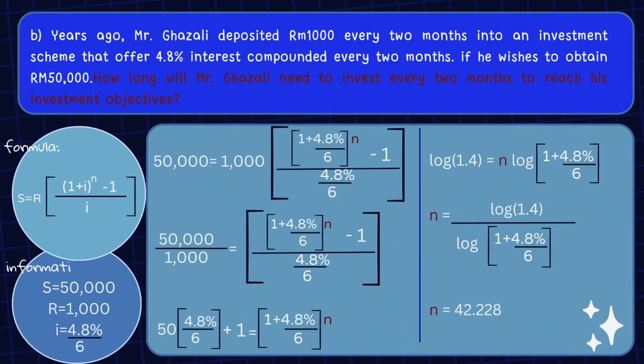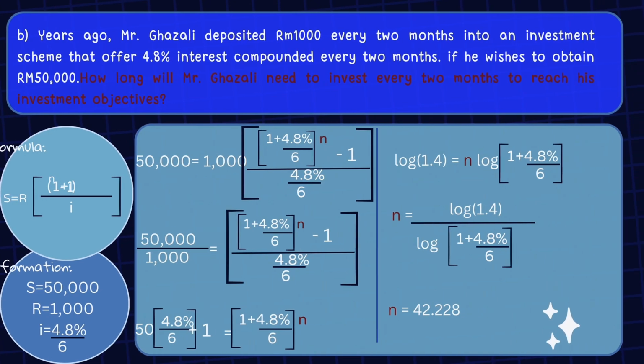From the question, we can list out all the key information. The S, which is the future value, equal to 50,000. The R, which is the amount of periodic payment, equal to 1,000. And I is equal to 4.8% divided by 6. We will use this information in the future value formula. After keying all the information into the formula, the amount of N is 42.228.